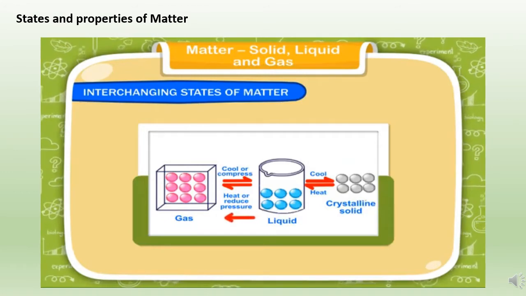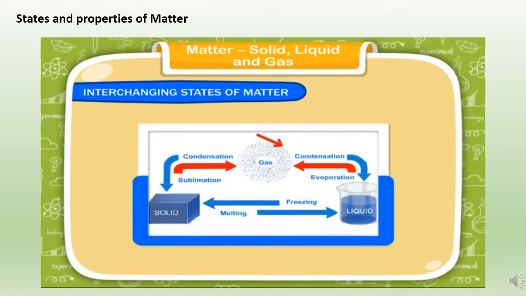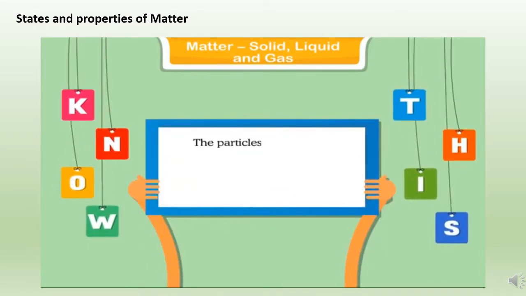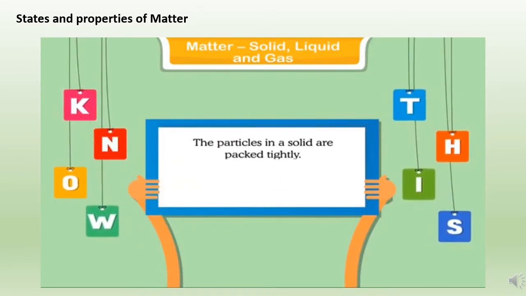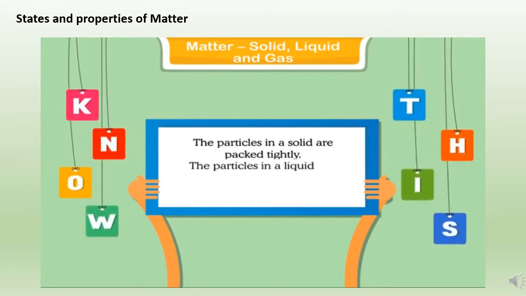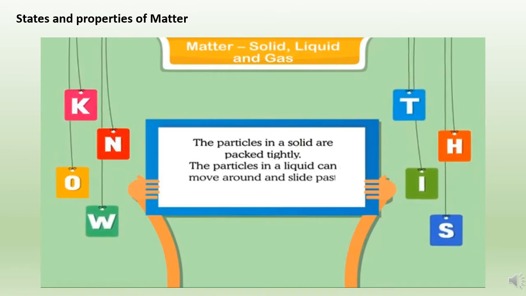Similarly, a gas can also be converted into a liquid and a liquid can be converted into a solid. You have already learned that water vapor, gas, can be condensed to form a liquid, water, and on further cooling, it freezes to form a solid, ice. So, matter can be changed from one state to another by heating or cooling. Know this. The particles in a solid are packed tightly. The particles in a liquid can move around and slide past each other.